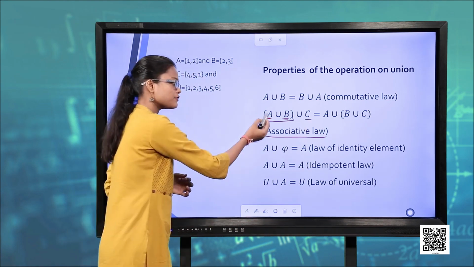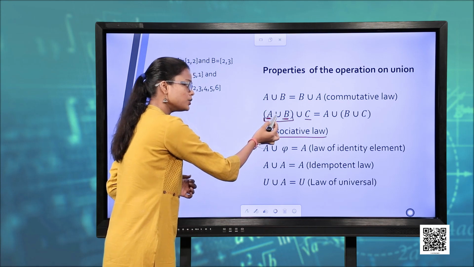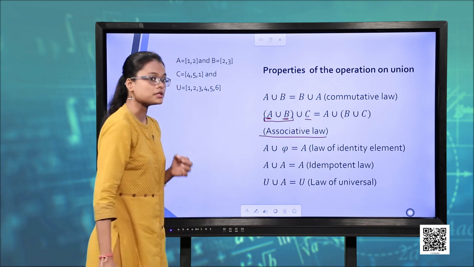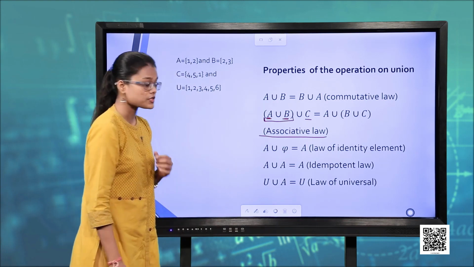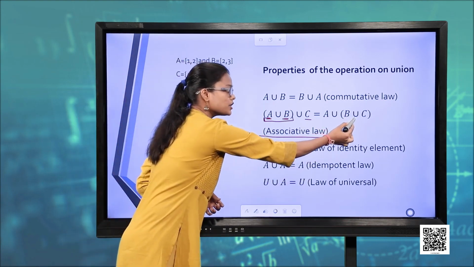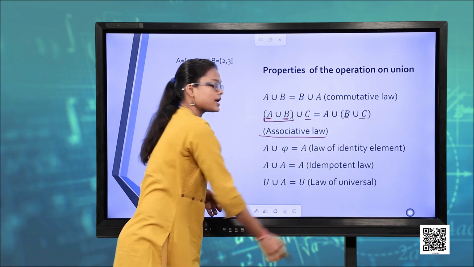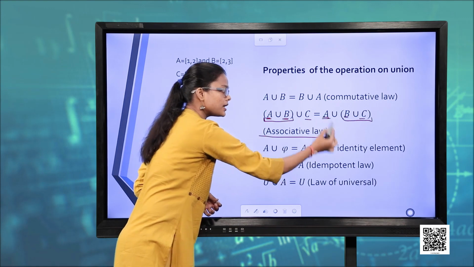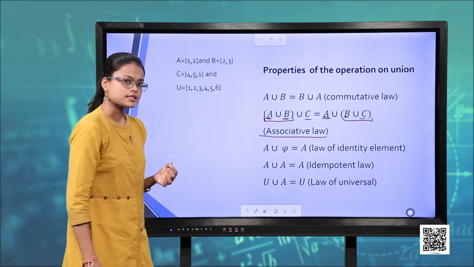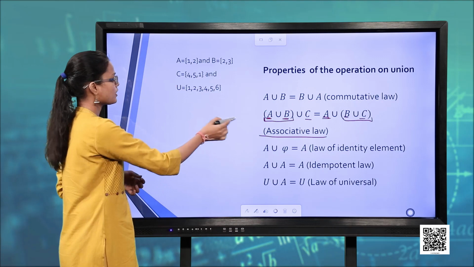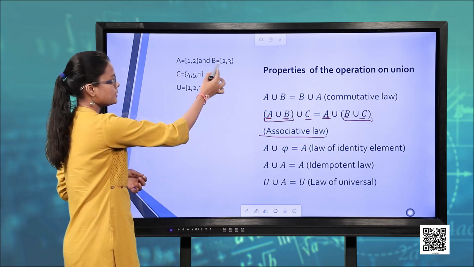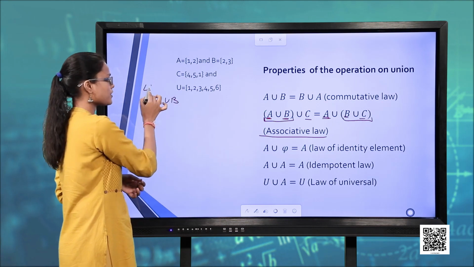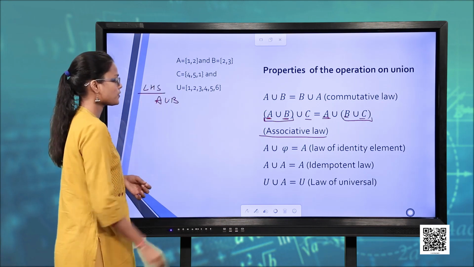Again, if we are taking A union B and the union of the answer with C, it will be the same if we first take the union of B and C and then the union of the answer with A. So let us verify. A, B. We already know that A union B. So here we are finding out the LHS part.